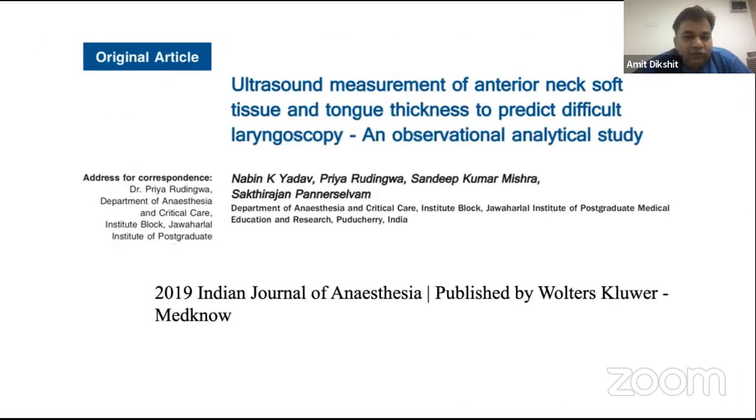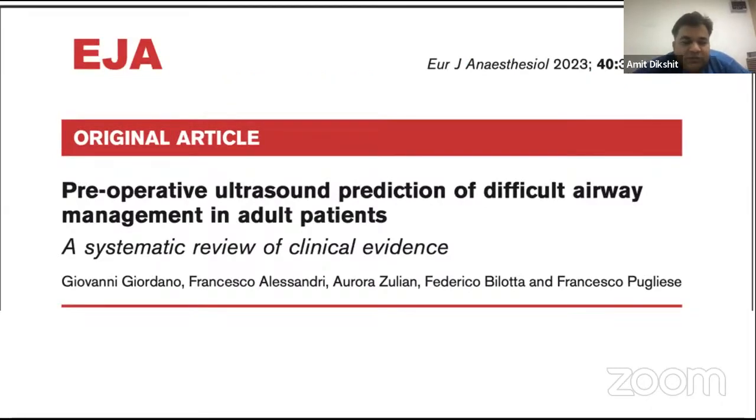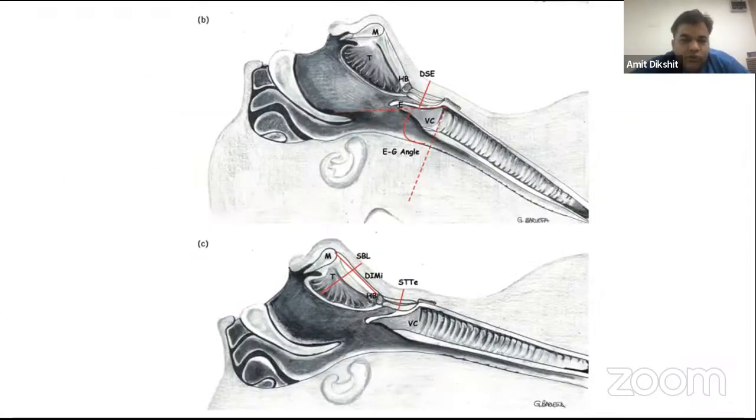They have looked at the anterior soft tissue and tongue thickness to predict difficult intubation. Now this was the article which was published two weeks back, a systematic review of preoperative ultrasound for predicting difficult airway, and it has looked at all the previous studies, in neutral position and in extended neck position. Skin to mid epiglottis distance was one, and skin to anterior commissure, the tongue thickness, and the hyomental distance ratio in flexion and extension, and it has even talked about the EG angle.